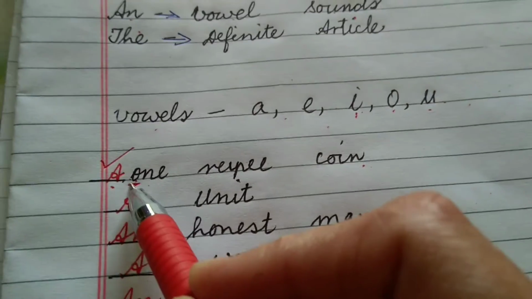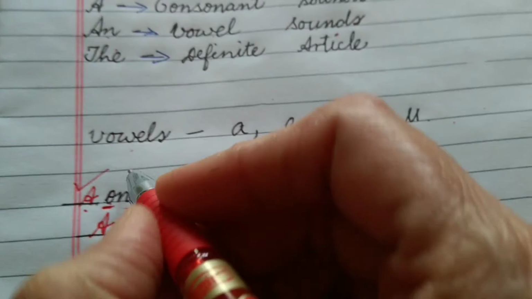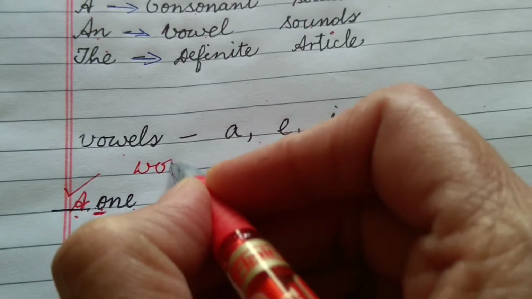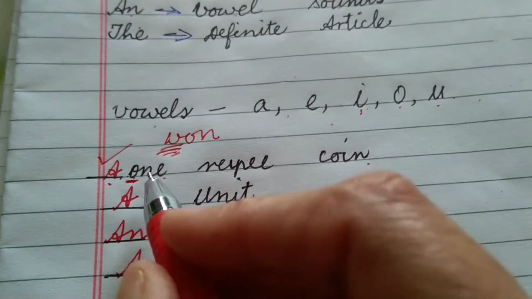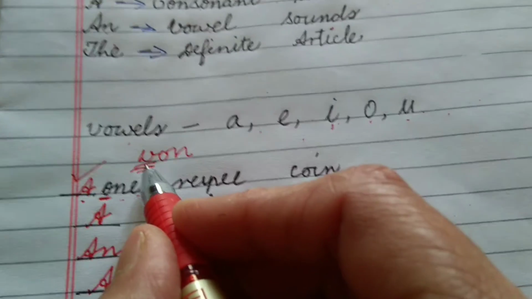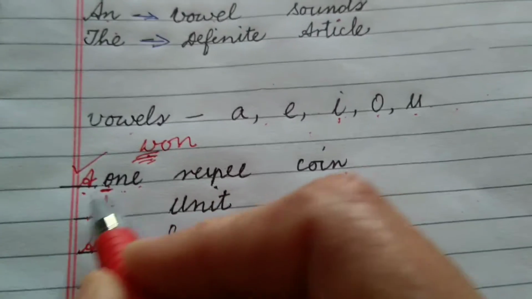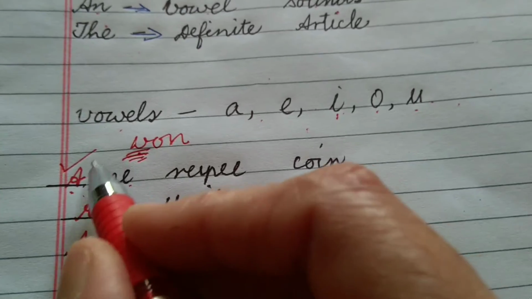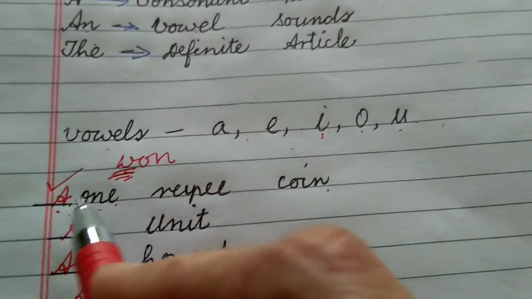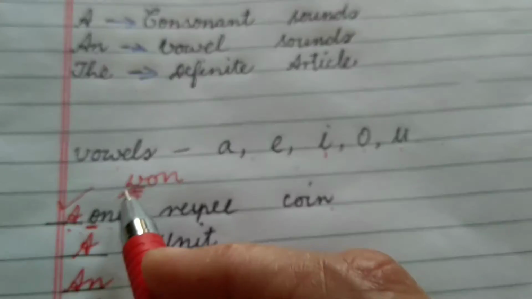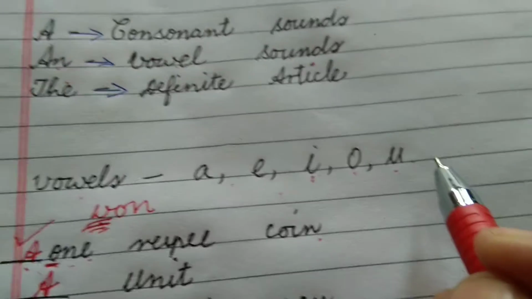So here, when I say 1 rupee coin, this is making the sound of W-O-N, one. This is not a vowel sound, it is a consonant sound. And an should be used before a vowel sound. So here O, though it is a vowel, is not making a vowel sound. Rather, it is giving you a consonant sound, W. And W is not a vowel sound.